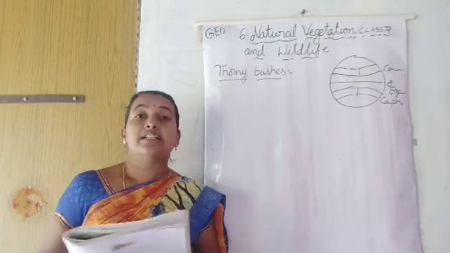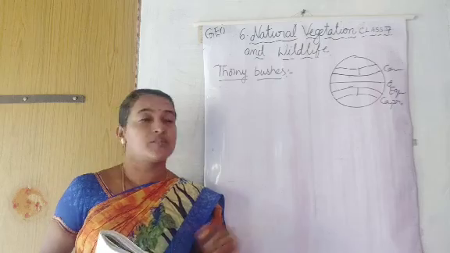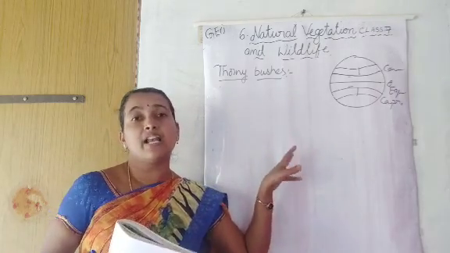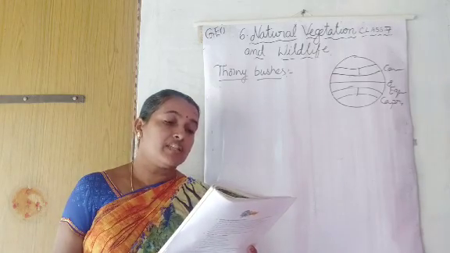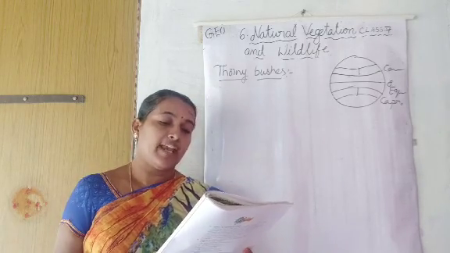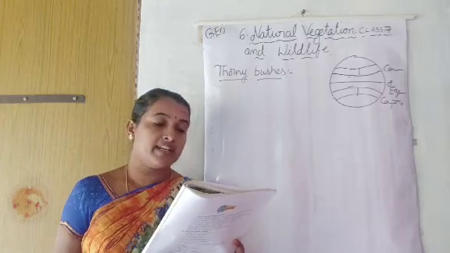This is called tundra type of vegetation. So this type of vegetation is called tundra type of vegetation. This vegetation is found in the polar areas of Europe, Asia and North America.